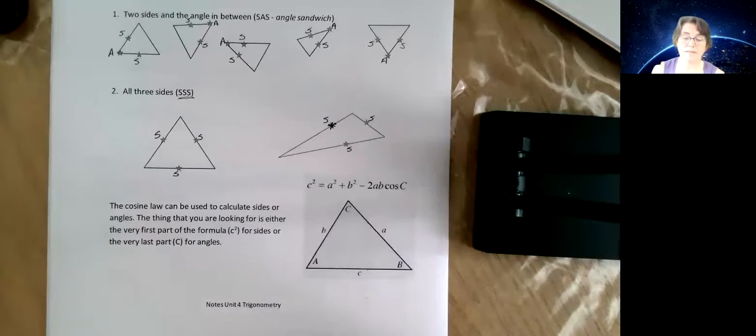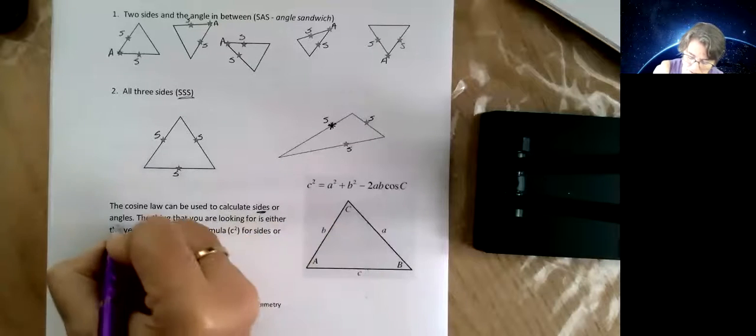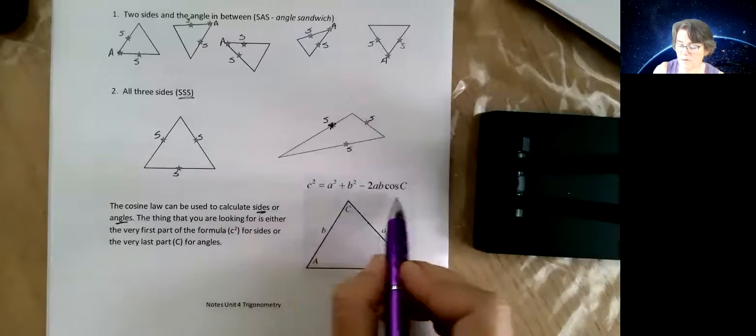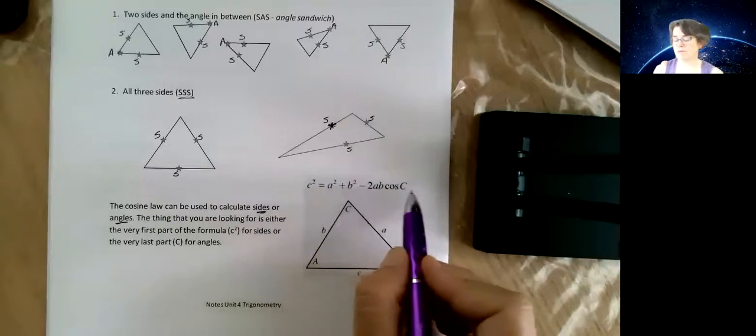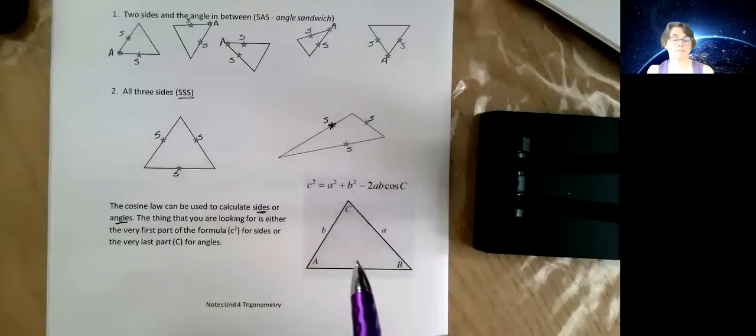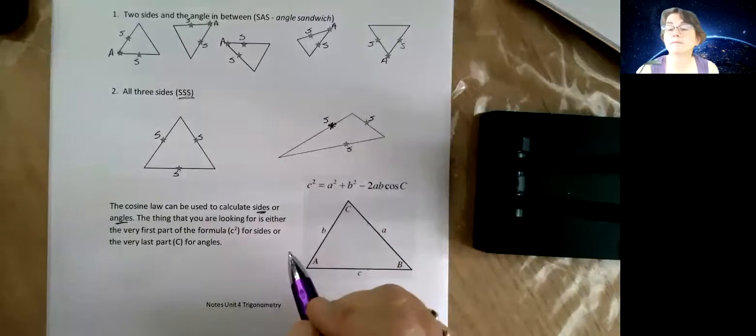All right, so at the end here, cosine law can be used to calculate the sides or the angles. Now, the key here is, look at that formula. Isn't that cool? C squared is equal to A squared plus B squared minus 2AB cosine C. Just feel free to make up your own song, sing that all day long.